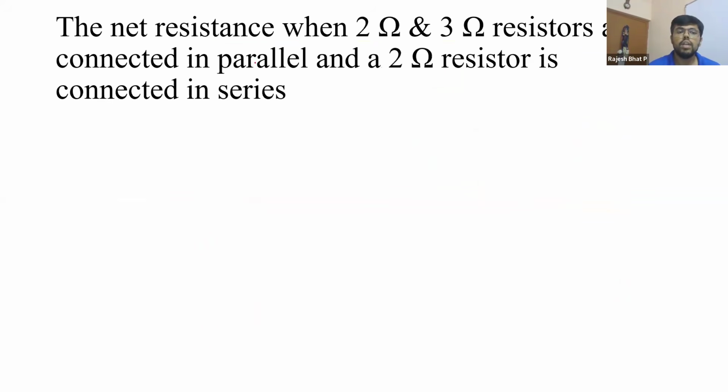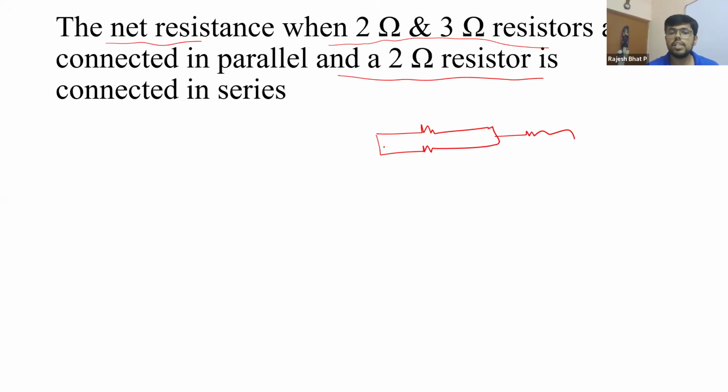Okay, this one. The net resistance, net means total, when 2 and 3 resistors are connected in parallel. It seems two are connected in parallel and a 2 ohm resistor is connected in series. This is in series. This is one diagram.